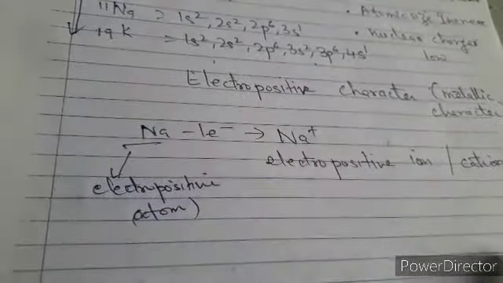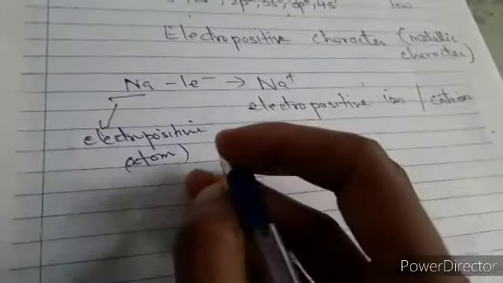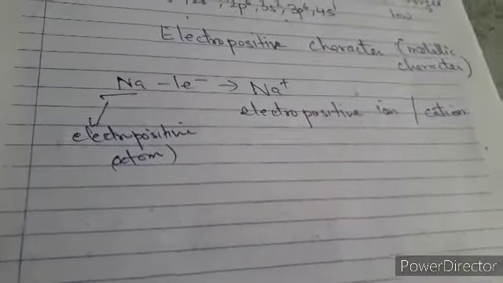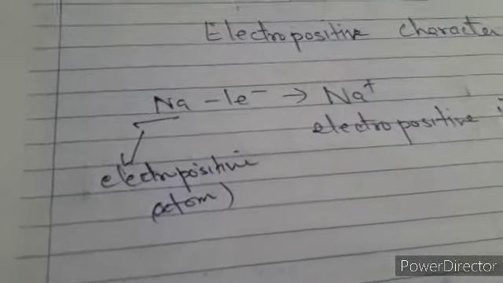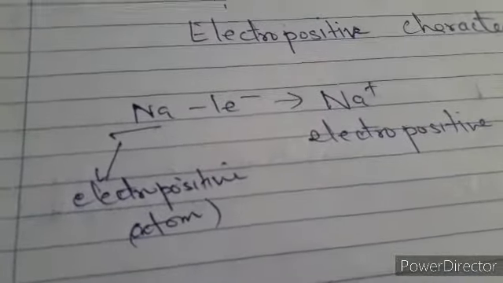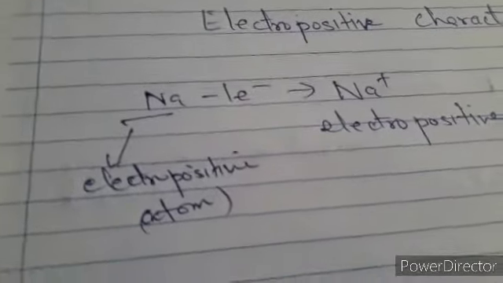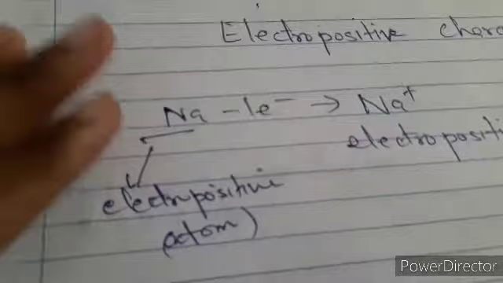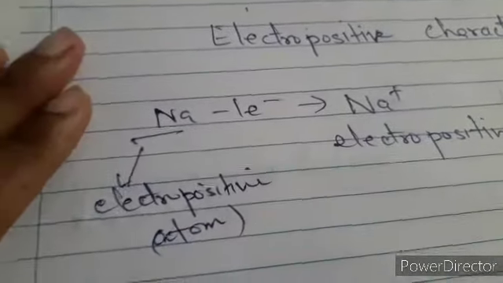Now we'll focus on how this comes about. Please see it in the group and even in the period. These alkali metals have the tendency to lose electrons very easily, and a very low value of ionization energy is required. So they have a very strong tendency to lose the valence electrons. That's why they are electropositive, or they show metallic character.